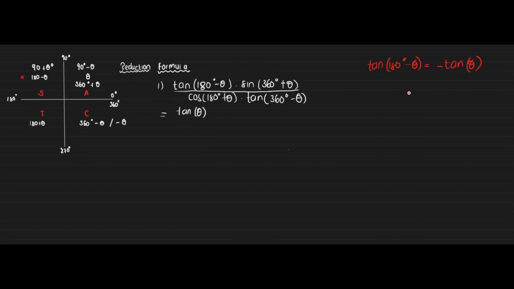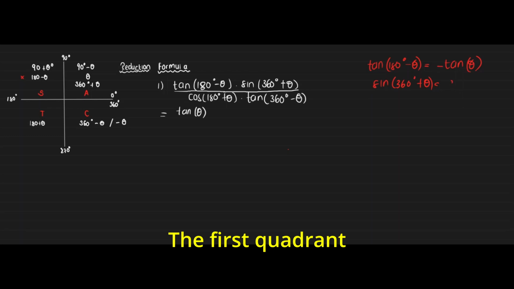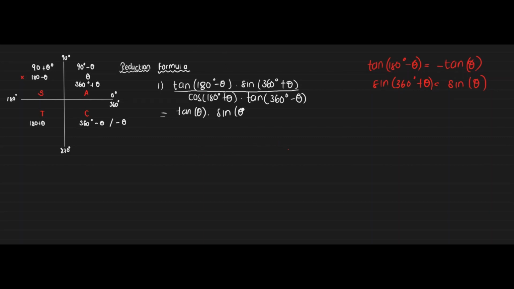Now we're going to look at sine of 360 degrees plus theta. We're going to look for where 360 plus is. We see that it's here, and the 360 plus quadrant says all trig ratios are positive. So the sign is going to be positive, because all of them are positive there. So this is going to be positive theta, so it's going to be sine theta. Here I forgot to write the minus. This is going to be divided by the denominator, which is cos of 180 plus theta.